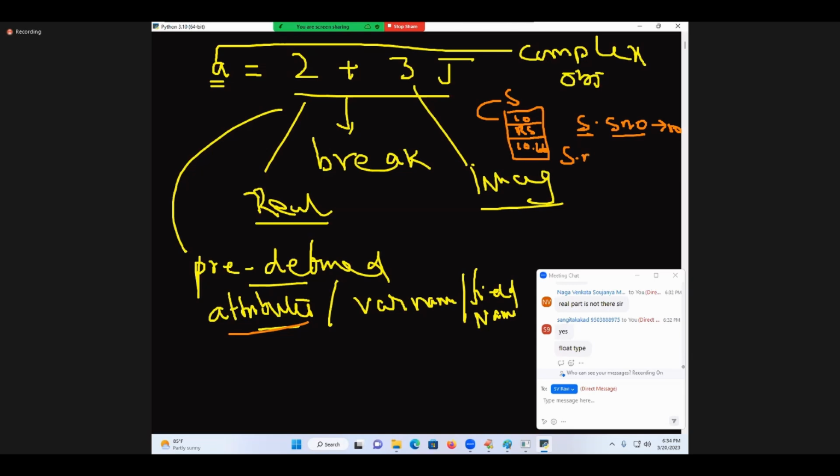S dot what next? Name will give you the value. S dot what? Marks. What will it give you? Whatever it is. This SNO, name, marks are called what? Predefined attributes we can call. Also called predefined variable names, also called field names.